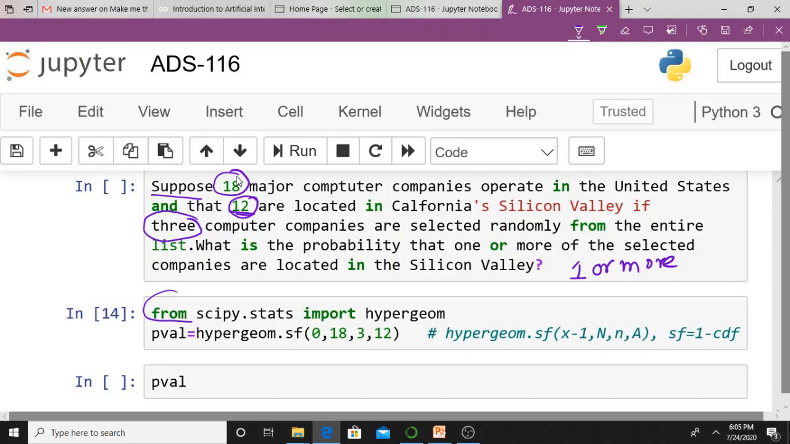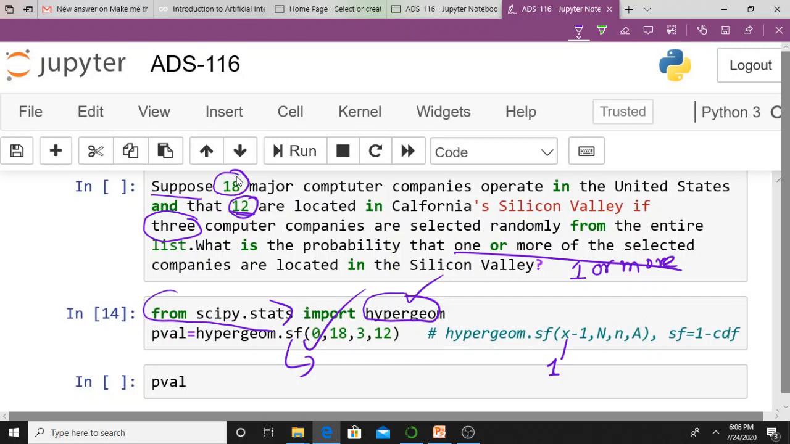We know the SciPy library, from which I am importing the hypergeom object. SF means survival function. I already defined that survival function at 7 means I will get 8 or more, as I explained in the PowerPoint slide. If I say survival function at 0, you will get 1 or more. That is what the question is saying: 1 or more. Therefore, in hypergeom.sf, I can say x minus 1. My x value is 1, so 1 minus 1 gives 0 here.